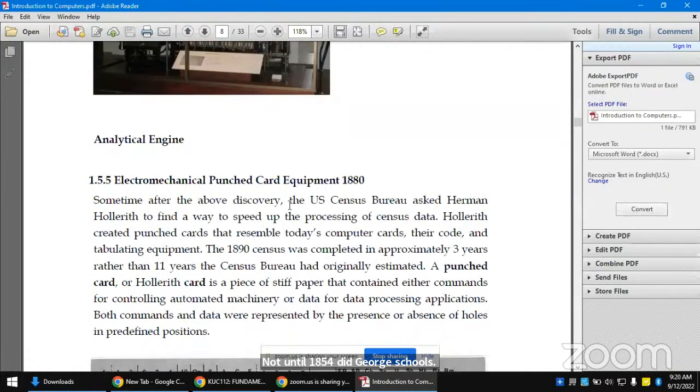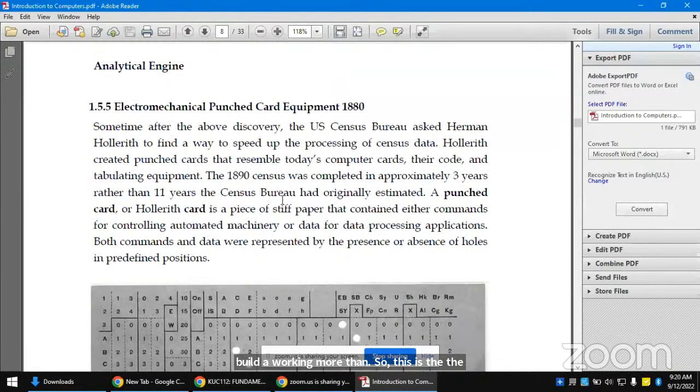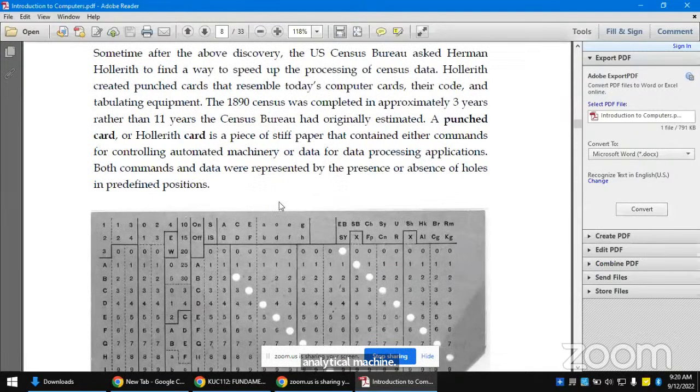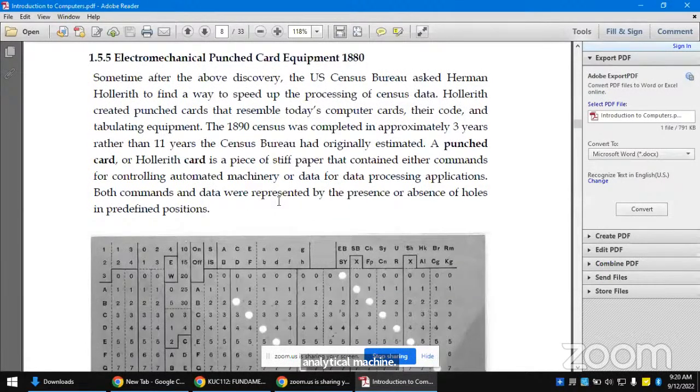Then we look at the electronic punch card equipment of 1880. Sometime after the above discovery, the US Census Bureau asked Hermann Hollerith to find a way to speed up the processing of census data. Hollerith created punched cards that resemble today's computer cards, their code and tabulating equipment. So the 1890 census was completed in approximately 3 years rather than the 11 years the Census Bureau had originally estimated.